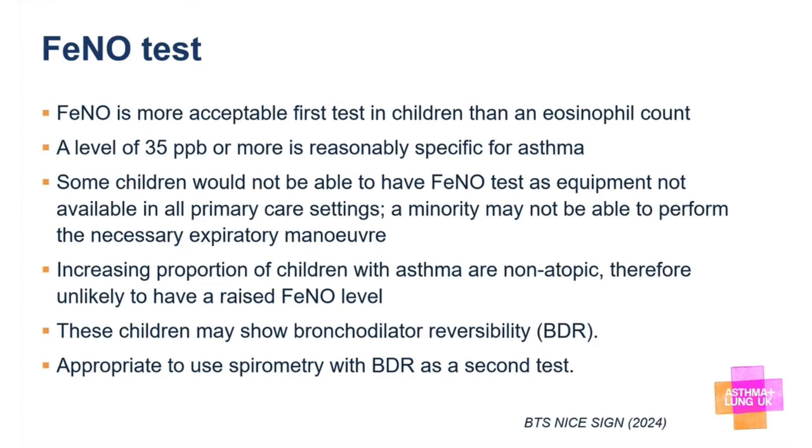So as I said, pheno is a bit more acceptable in children than a blood eosinophil level. And we do feel that 35 parts per billion is very specific for asthma in this age. Because we haven't got the tests everywhere, then we might be moving on to other tests such as spirometry, peak flow, and so on. But I say in my experience, many children where pheno is available can do these tests.